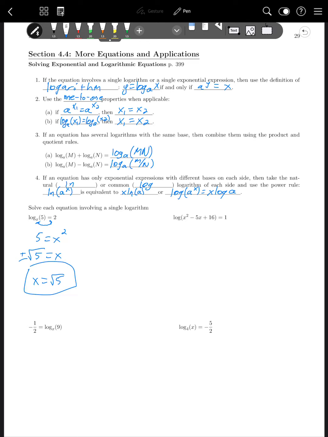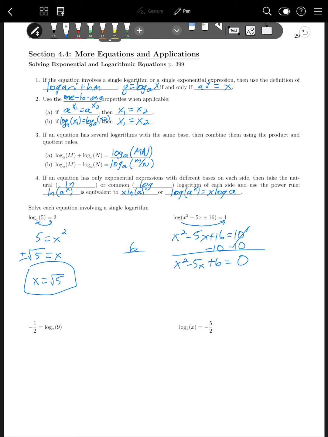Here's another one, similar idea. I can simply take the base, move it to the other side to get rid of the logarithm. So this is x squared minus 5x plus 16. Remember, the base of the common log, a log without a base written there, is 10. So this is 10 to the first. And now we can solve this quadratic equation. So subtract 10 from both sides. So we get x squared minus 5x plus 6. And then we should be able to solve this by factoring.